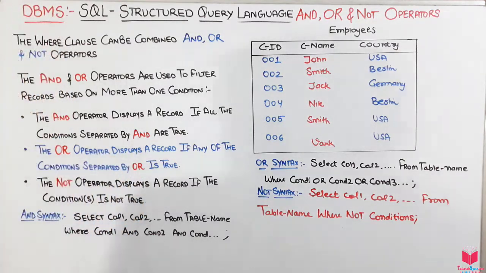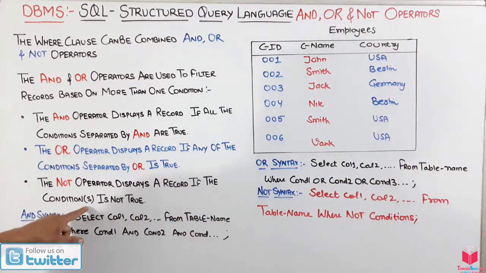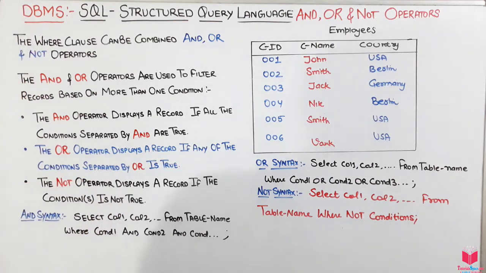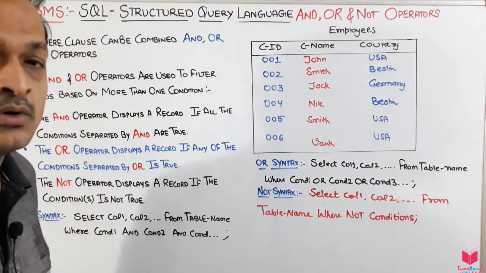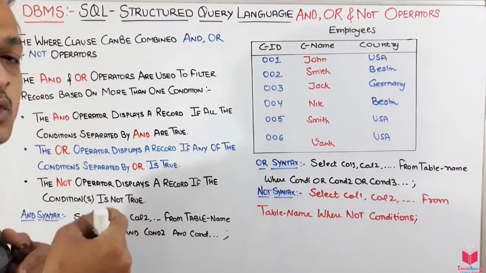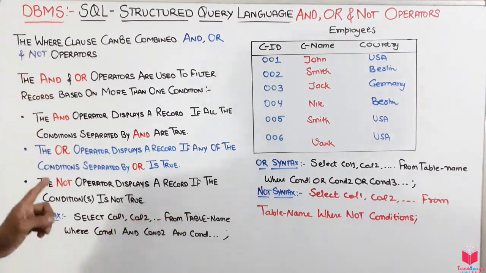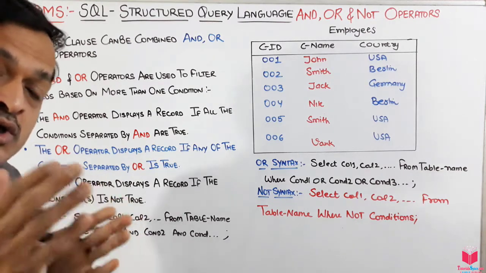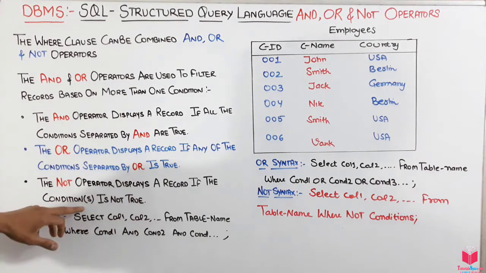Next, the NOT operator displays a record if the condition is not true. That means it is not compulsory to have more than one condition. We can use it with 1, 2 or 3 conditions, but it will display a record only if the condition is not true. The condition you have mentioned should not give you something, it should give the other output, then it will show the result.